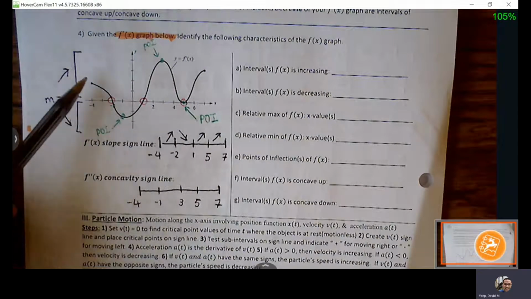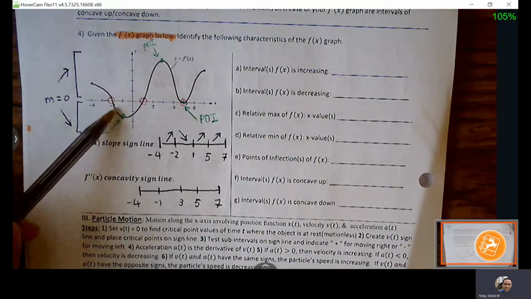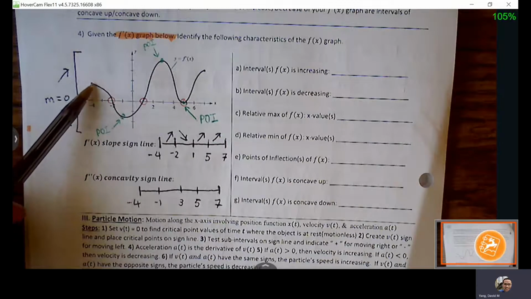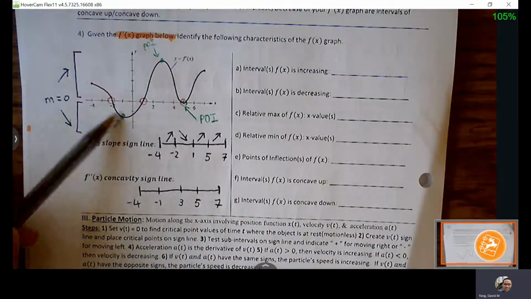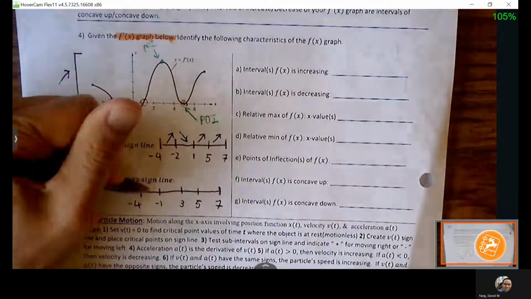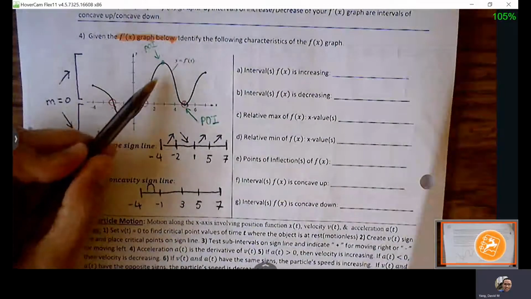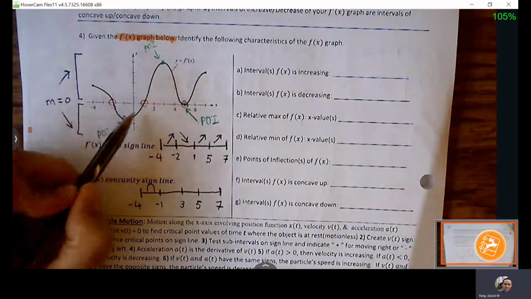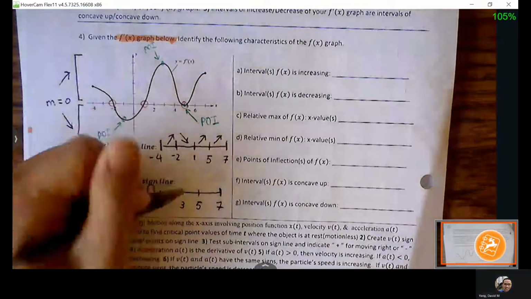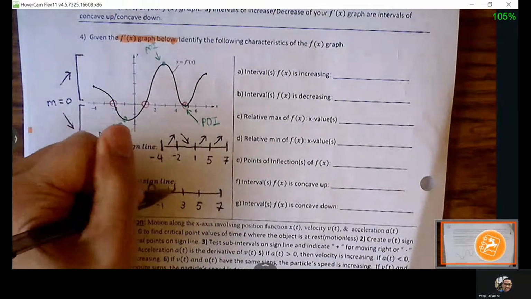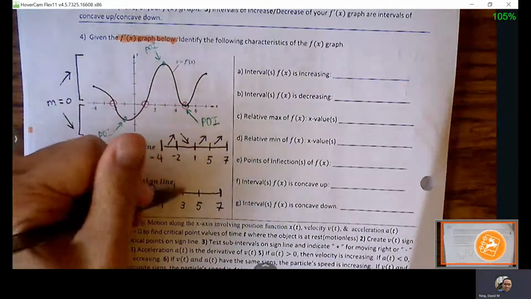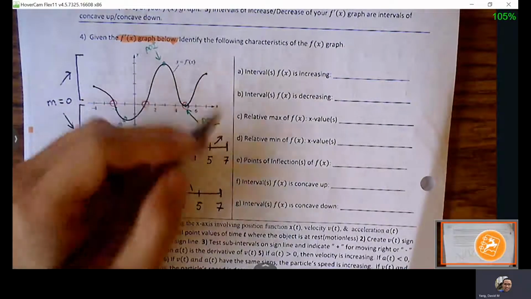Okay, between -4 and -1, now we look at the slope, right? Wherever the slope is negative, that's indicating that the slope is becoming more negative, and that's going to translate to concave down of the original graph. The curvature is going to be concave down. Now look at the positive slope. Positive slope of the f prime graph is going to translate to concave up. Negative slope, concave down. Positive slope, concave up.